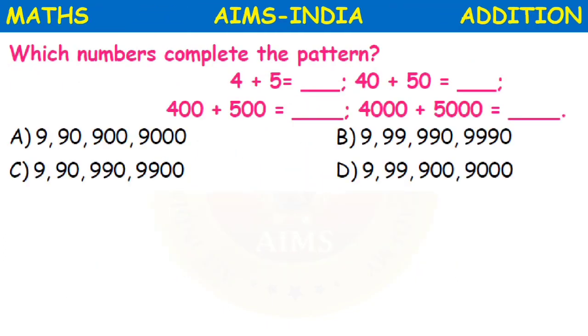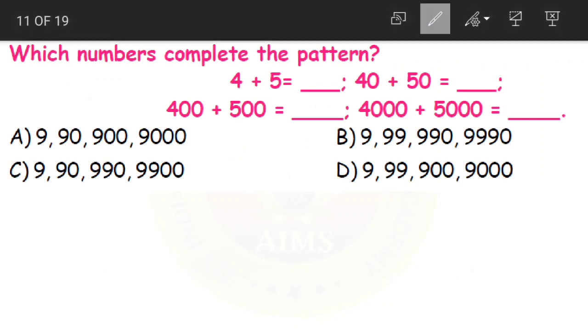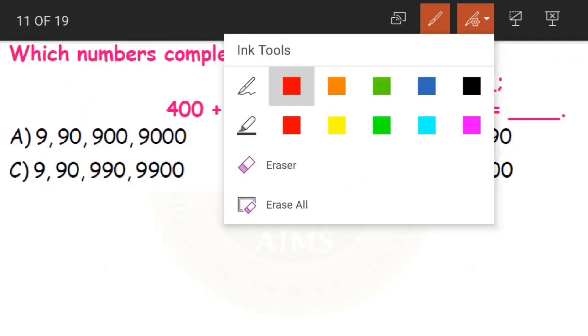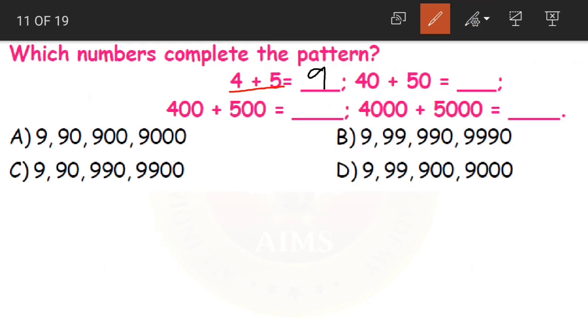Which numbers complete the pattern? 4 plus 5 is equal to, 40 plus 50 is equal to, 400 plus 500 is equal to. See children, this is very easy, right? This is just simple oral addition. We know that 4 plus 5 is equal to 9. Now what is 40 plus 50 equal to?